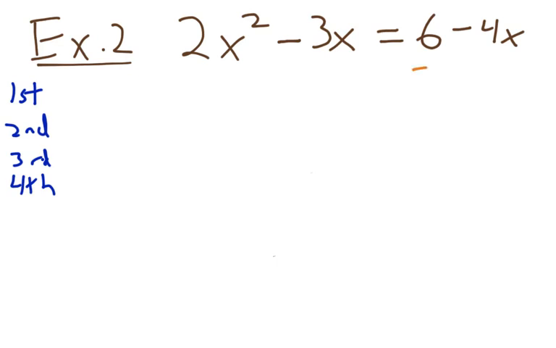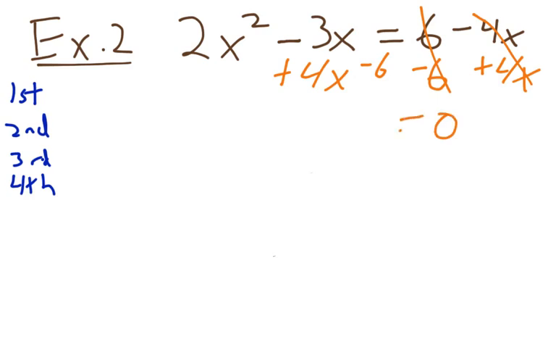So I need to get rid of that 6, so I'm going to do a minus 6. I need to get rid of the minus 4x, so I'm going to do a plus 4x. Whatever I do to one side, I do to the other. So I'm going to add 4x and subtract 6. Notice I lined up the x's because I know those are like terms. And these cancel, giving me 0. So it would be 0. And then 2x squared I'm going to bring down. Negative 3x plus 4x gives me positive x. And then I just have a minus 6 all by itself.